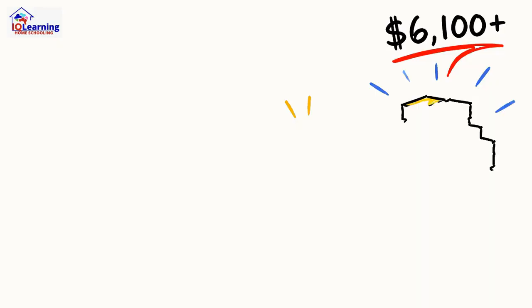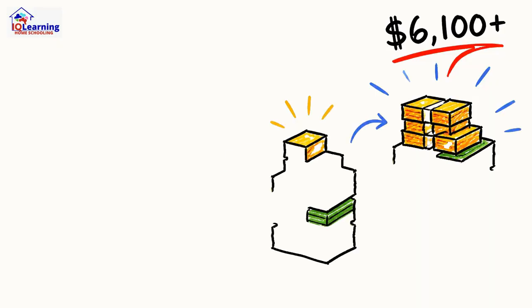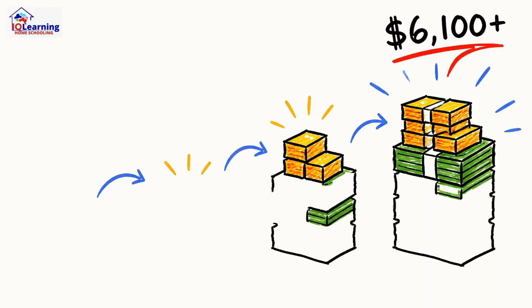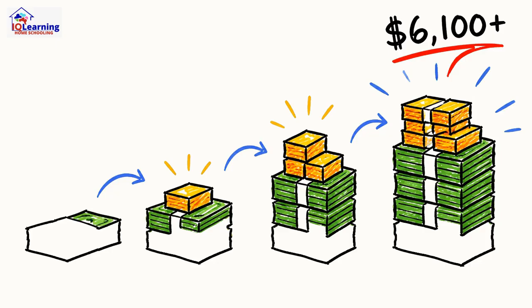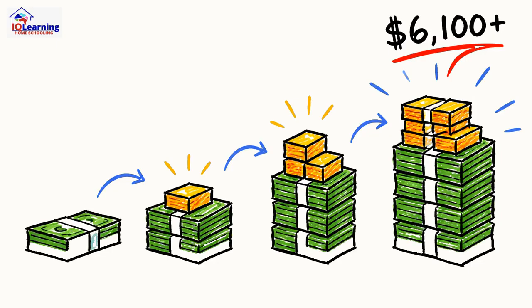After 5 years, that initial investment isn't just growing on the original $5,000, it's growing on the interest it's already earned. The formula accounts for this, compounding 20 times, turning your $5,000 into over $6,100.